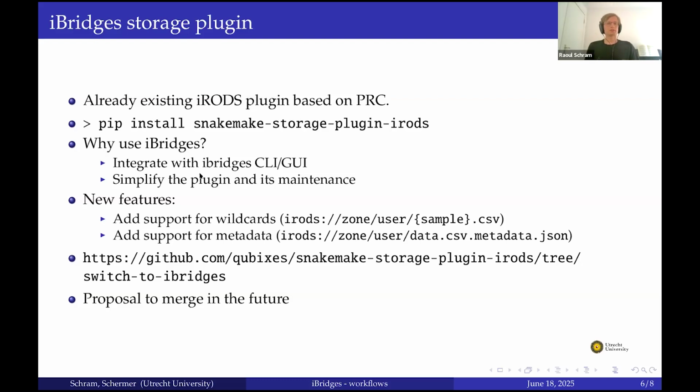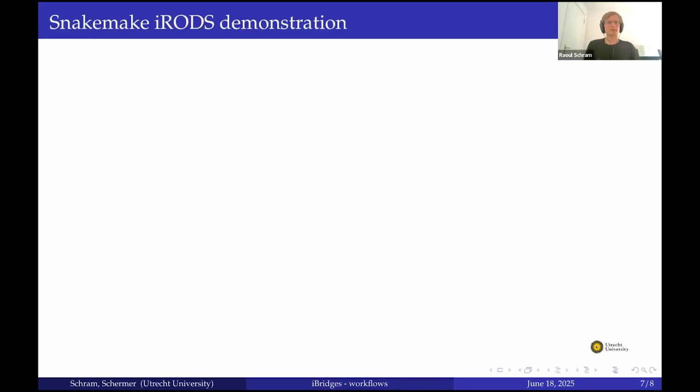You know that the Snakemake plugin also works, so there's an integration, and the plugin itself can be simplified when you use iBridges, because the functionality is a little bit higher level. One of the new features I added is wildcards. Those are a little bit Snakemake specific, but you can do something, for example, for all the samples in this case. And then you can also support metadata, where you can directly ingest the metadata from a local Snakemake. This is the branch where I currently have it, and there is a proposal to merge it, but that will definitely be in the future.